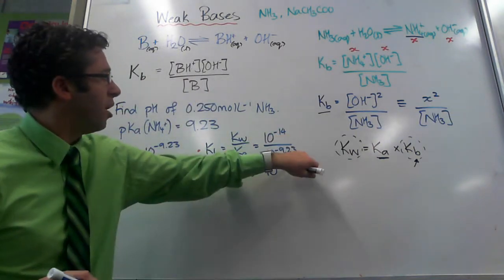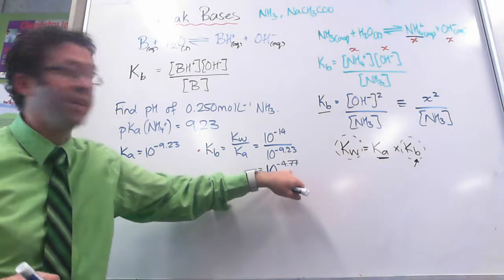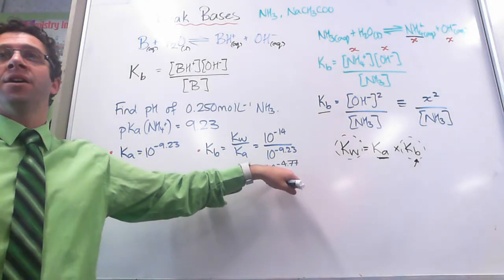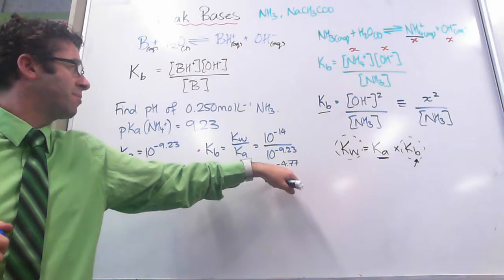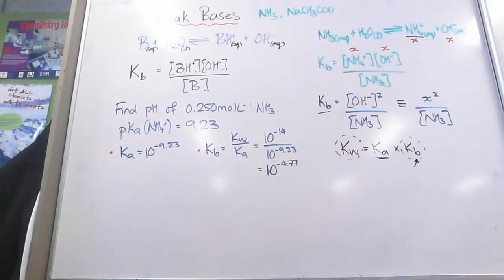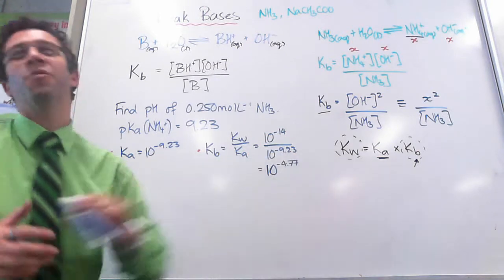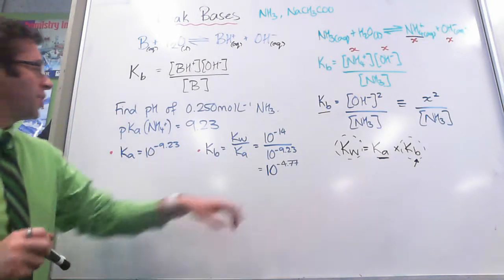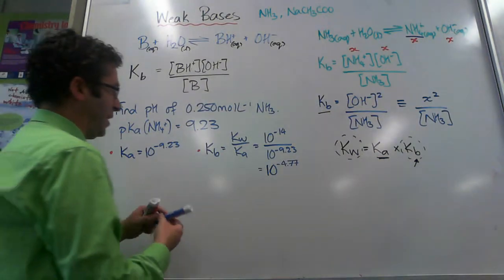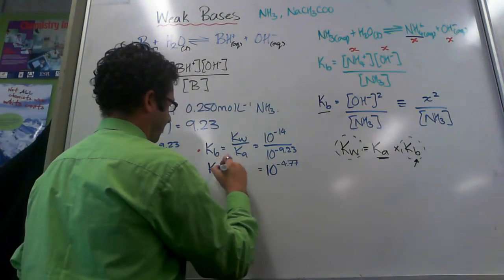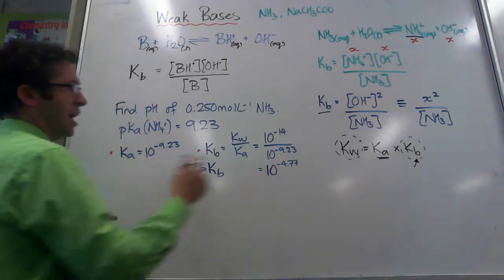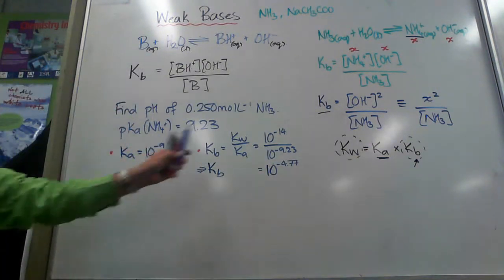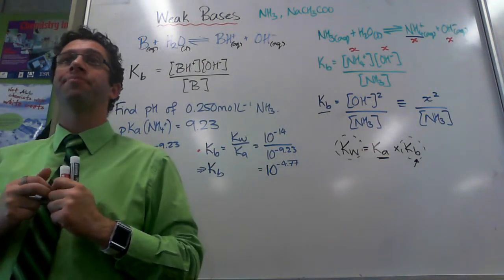Negative 14 minus negative 9.23 is negative 4.77. A lot of you got calculators there, so just double check my maths, make sure I haven't made a mistake. Yep, so it'll be 10 to the negative 4.77, so that's good. So closer to 0, that's correct. Okay, so I now have my Kb. Kb equals that. That means I can plug that number into here.